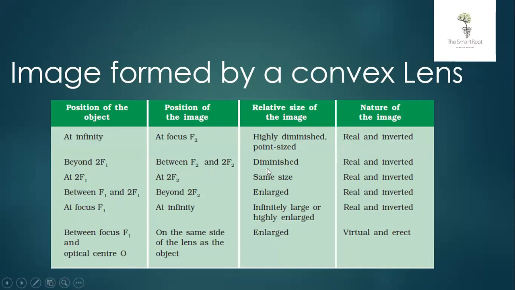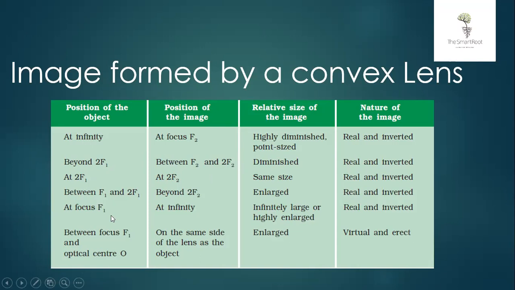What is happening at infinity? So the image is real and inverted, but it is highly diminished and point sized. And beyond 2f1, we discussed, right? The image is diminished again. And at 2f1, it is formed at 2f2, it is the same size. Between f1 and f2, it is enlarged.